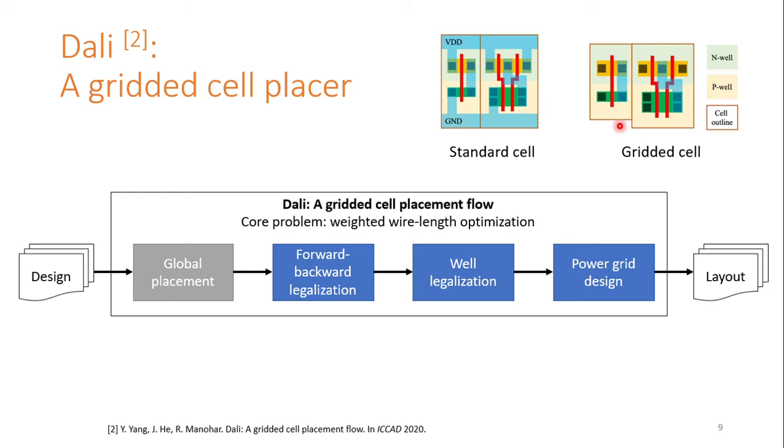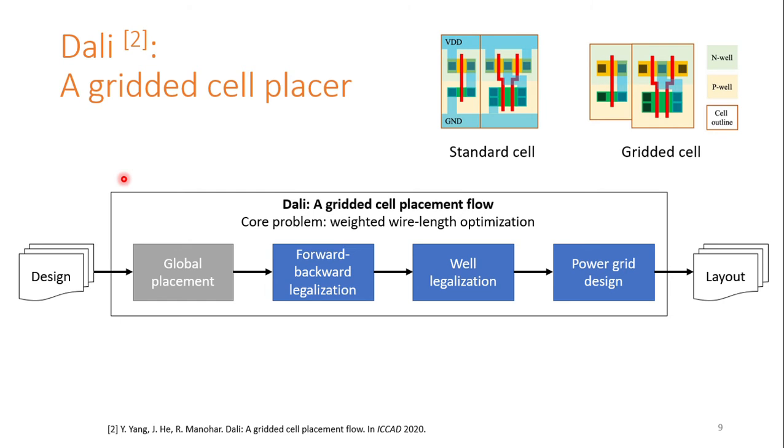Each cell may have a different height from other cells, and the height may not be a multiple of the shortest cell in your rows. So we may introduce N-well design rule violations, P-well design rule violations, or power grid design rule violations, and so on. So we devised DALI, a gridded cell placement flow, to address this problem.